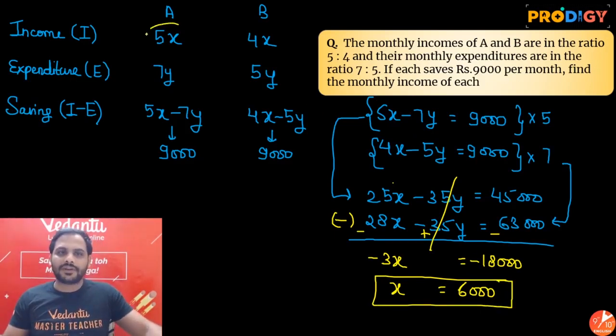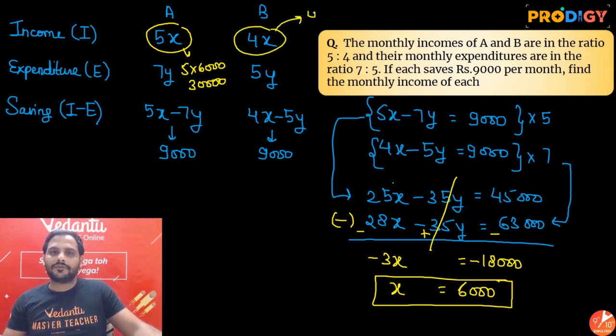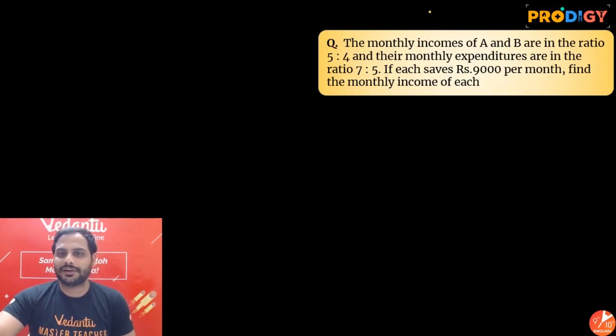So now income for A will be, what will it be? 5 into 6,000, which is equal to 30,000. And for B, it will be 4 into 6,000, which is equal to 24,000. So the incomes of A and B are 30,000 and 24,000 respectively.